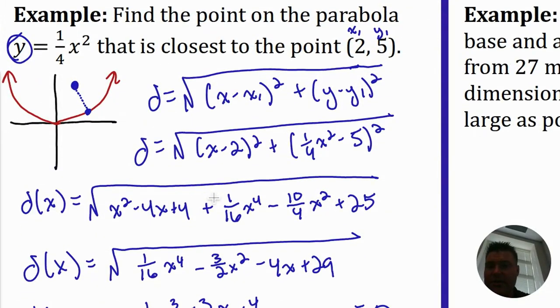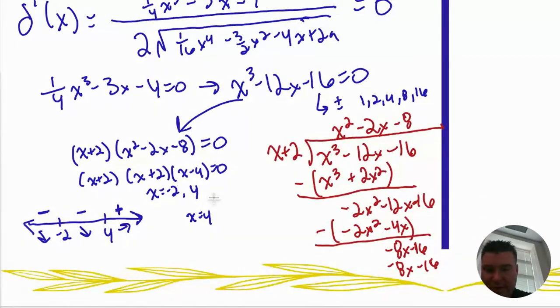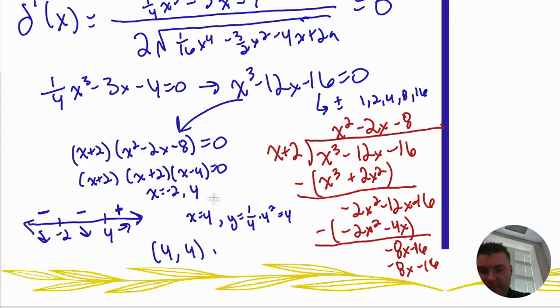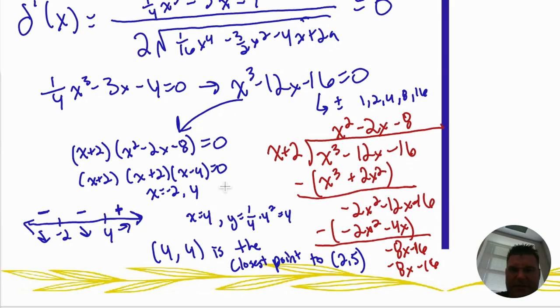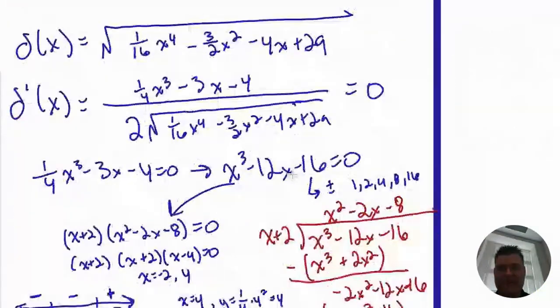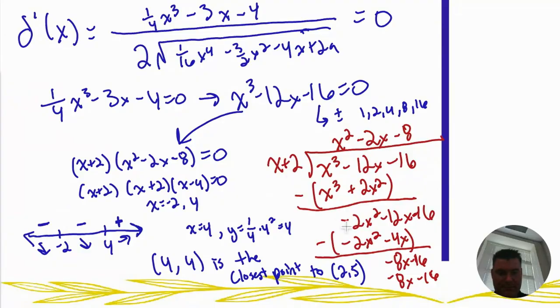If x is equal to 4, then y is actually also equal to 4. So we're going to get y equals 1/4 times 4 squared, which is 4. So the point (4, 4) is the closest point to (2, 5). All right, that was a very pre-calculusly heavy problem there towards the end, but that's the basic idea for optimization for that problem.